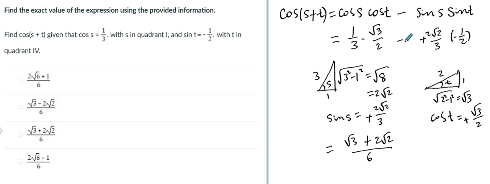Subtraction comes from here. Sine s, we just found it. That's 2 radical 2 over 3, positive. And sine t is given as negative 1/2, so we put negative 1/2 here. Now we have a negative times a negative, so it comes out positive.